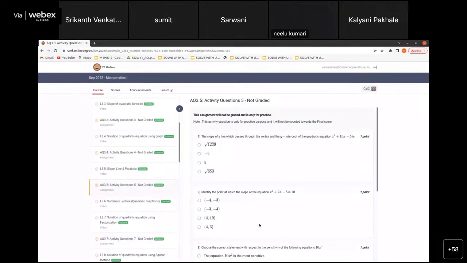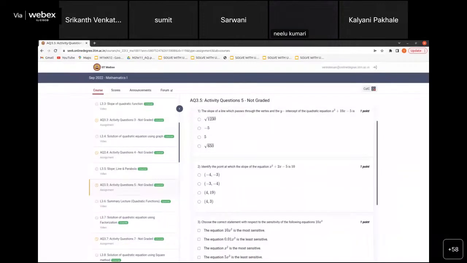And the second question is: identify the point at which the slope of the function f of x equals x square plus 2x minus 5 is 10. Above, they have also given a quadratic equation. Equations always will be equal to some constant value, so those are called equations, and these should be functions. We will change it. So quadratic function and quadratic equation are both different.